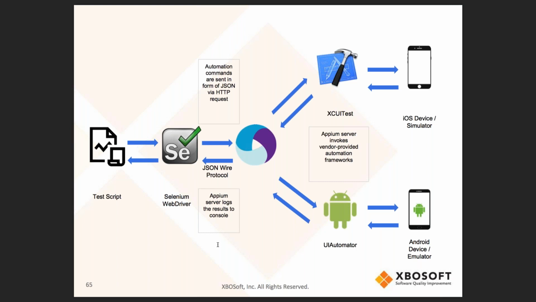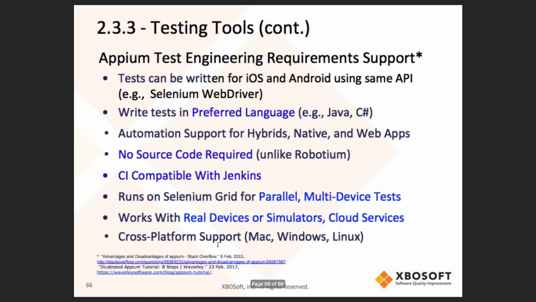Some of the Appium test engineering requirements support. The tests can be written for iOS and Android using the same API. In this case, what I'm referencing is like the Selenium WebDriver. You can write it in your preferred language because the Selenium WebDriver is going to handle that. And so Java, C# or whatever might be your preferred language would be able to be accommodated. Automation support is also there for hybrids, native or web applications. You don't need the source code.